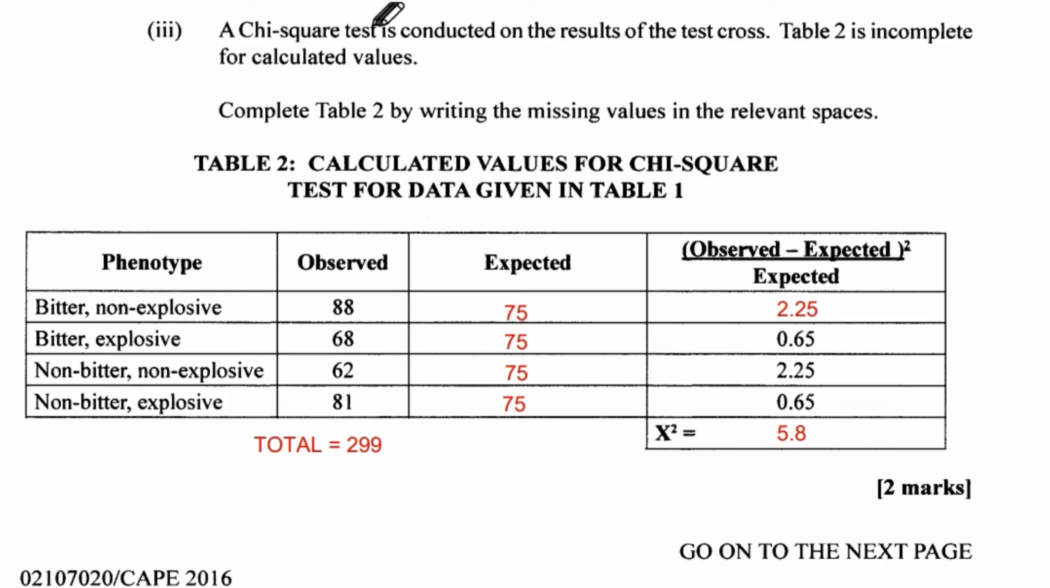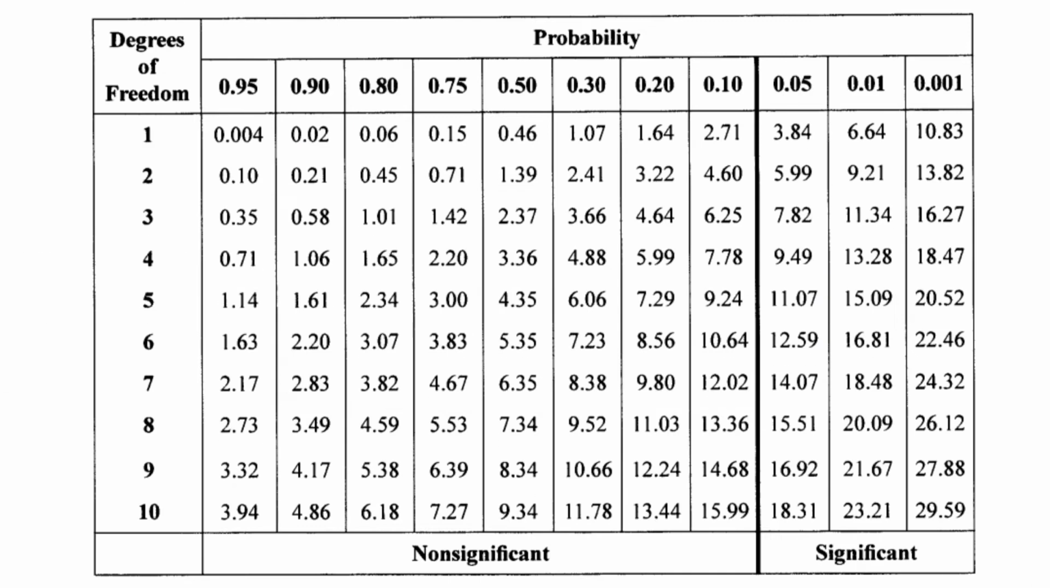So the question here is for part 3. A chi-square test is conducted on the results of the test cross. Table 2 is incomplete for calculated values. Complete table 2 by writing the missing values in the relevant spaces. So this would be our table here, and I'll explain how we did this just now. And this is what the table looks like for chi-square distribution.